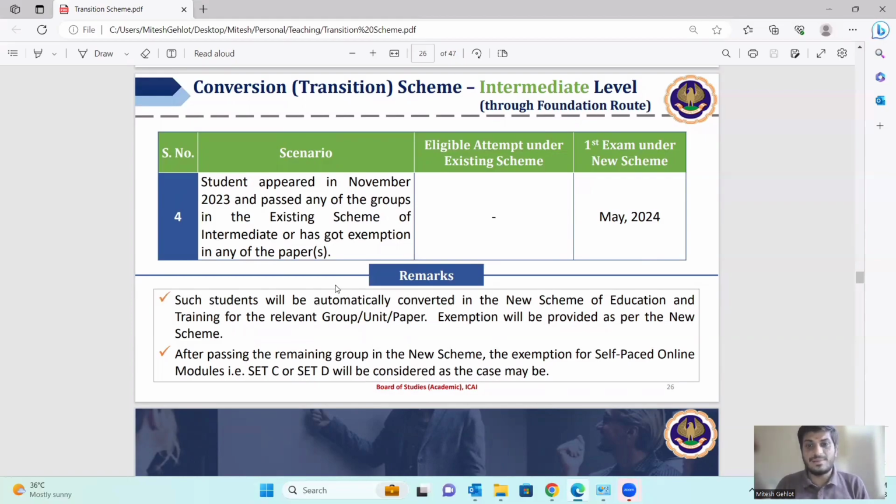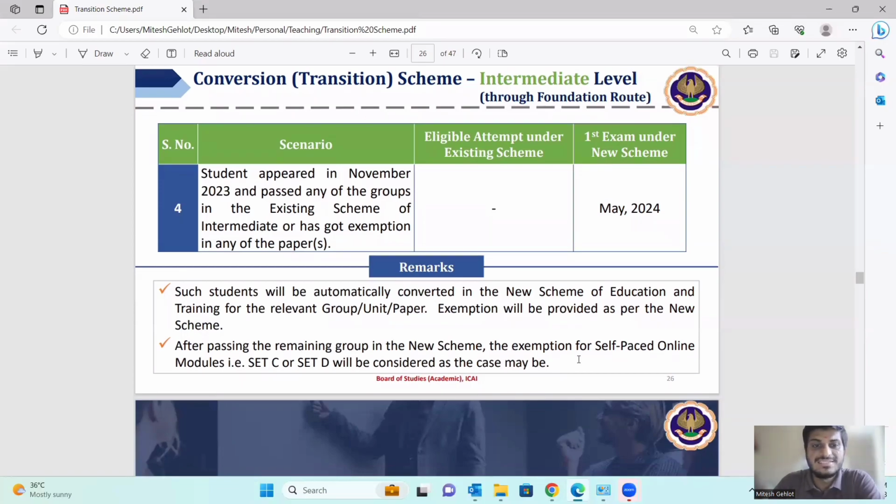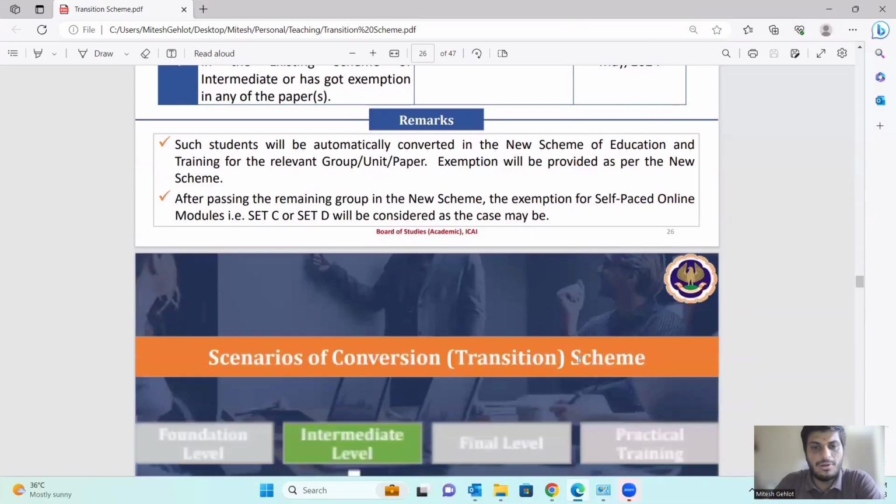The other thing is about the self-paced online module. What does it say? After passing the remaining group in the new scheme, the exemption for the self-paced online module, that is Set C or Set D, will be considered as the case may be, depending upon the cases.